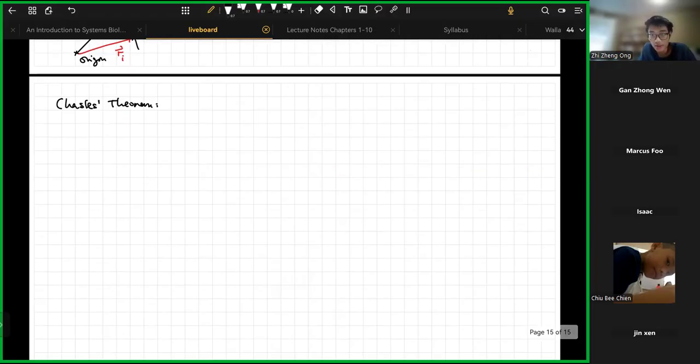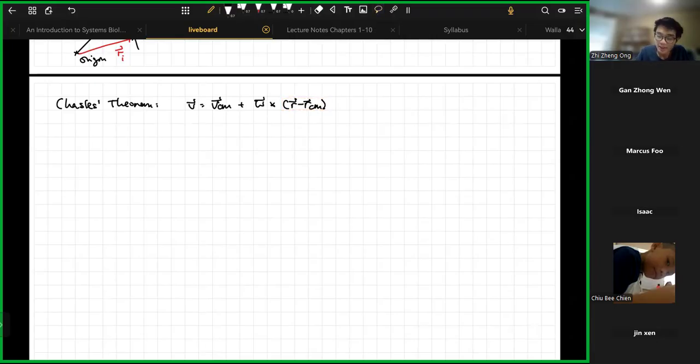Chasles' theorem. I've never known how to pronounce this. This guy's theorem says that any motion in the world can be decoupled into this. Any motion in the world can be decoupled into this.